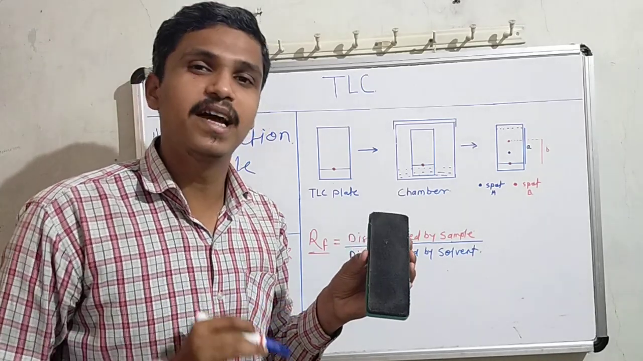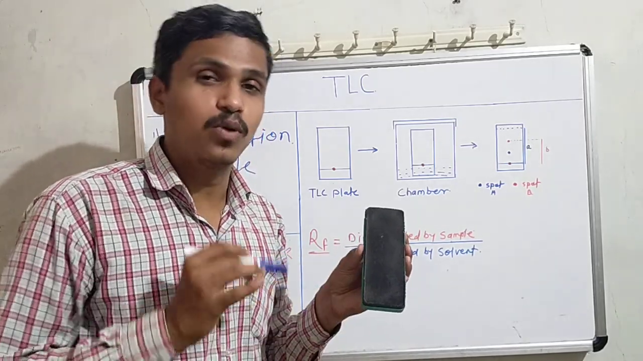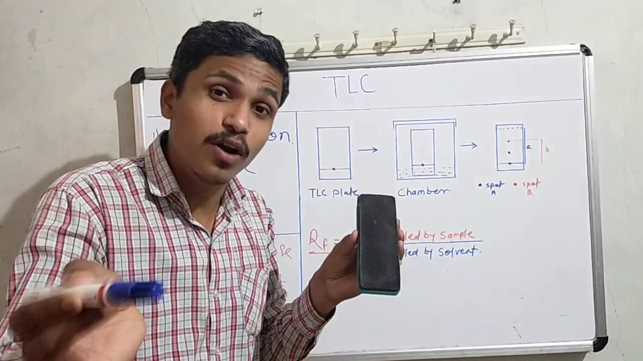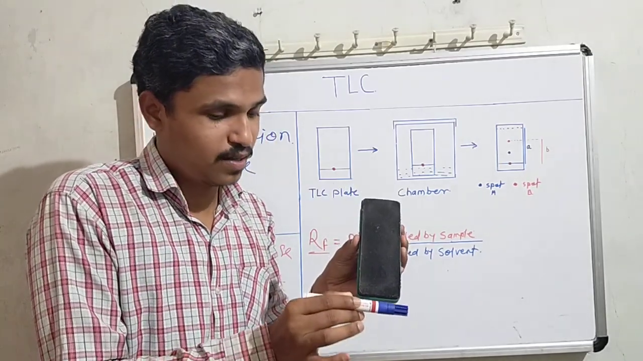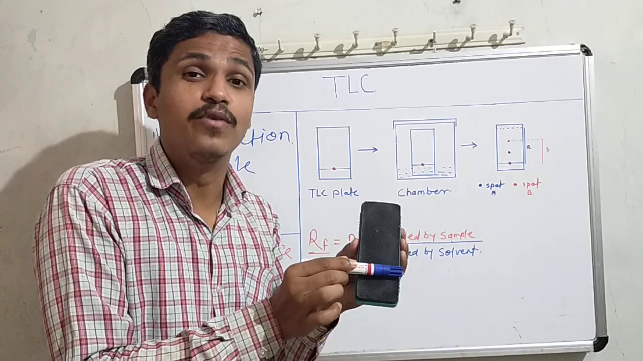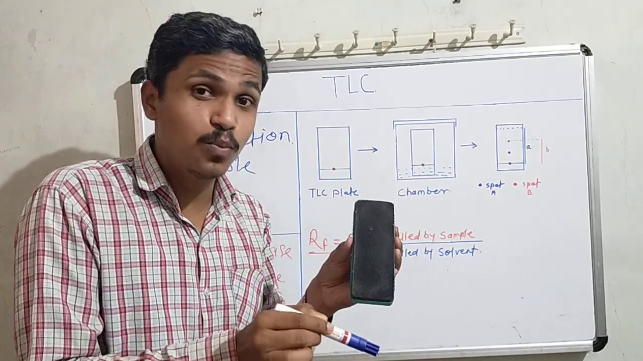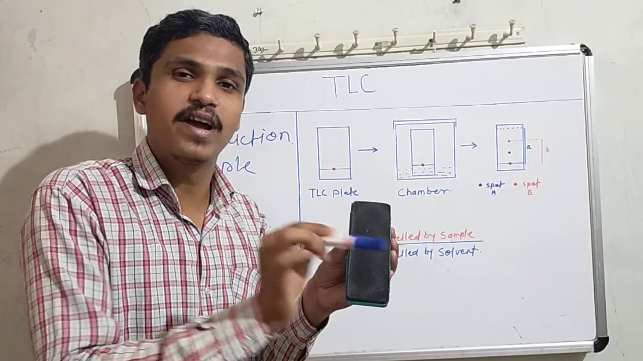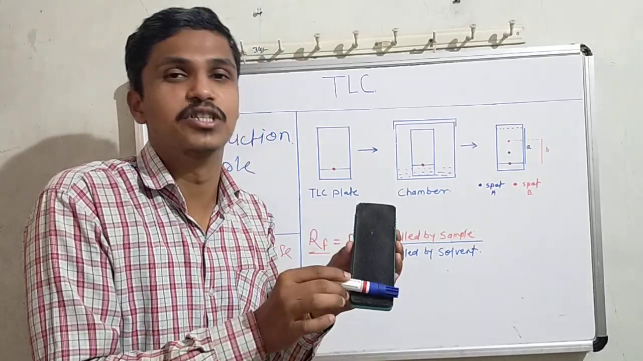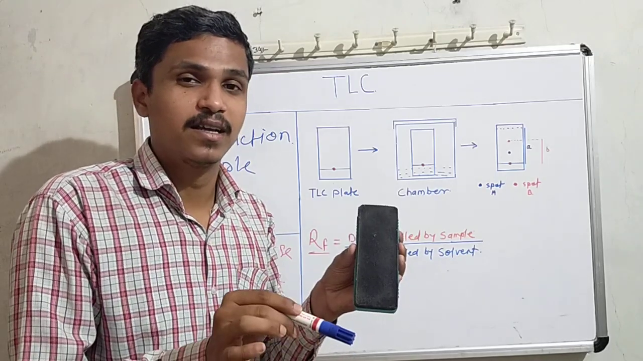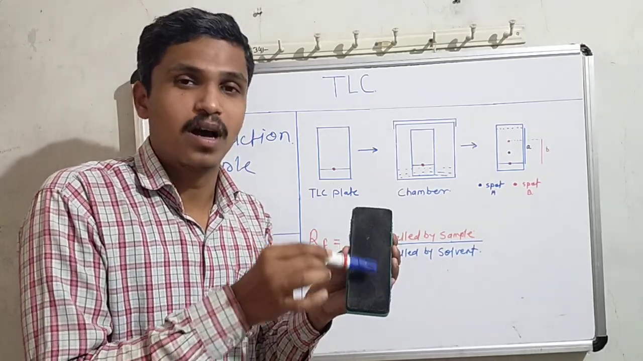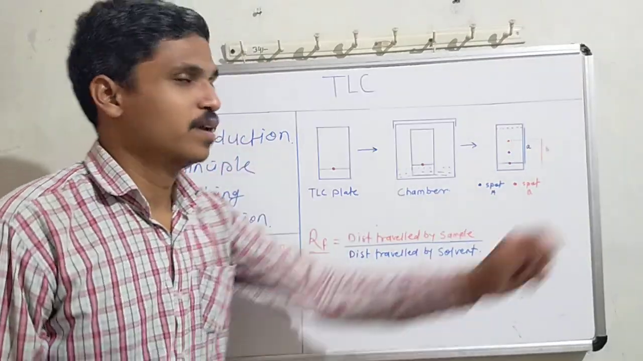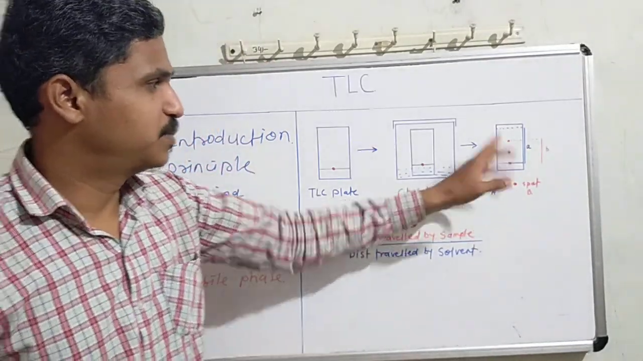Another thing is that the compound which is non-polar can travel with the mobile phase, which is already non-polar, and they travel very fast because they can't show a strong affinity towards the stationary phase. So the different spots appear. Okay, so the different spots have appeared.